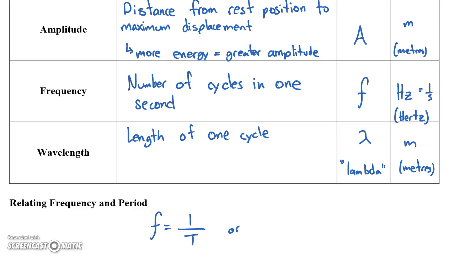So the first relation we're going to use is the frequency and the period. They are related as the frequency is 1 over the period, or this could be written as the period is equal to 1 over the frequency. So if you know the math, you know that this would mean they are reciprocals.